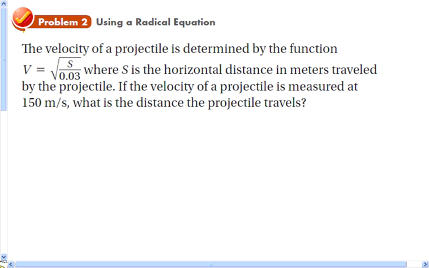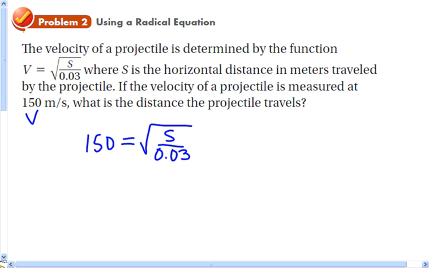All right, some physics equations use square roots in them. Here's an example of one. The velocity of a projectile is determined by the function v for velocity is equal to the square root of s over 0.03, where s is the horizontal distance in meters traveled by the projectile. If the velocity of a projectile is measured at 150 meters per second, what is the distance? So this is the velocity. So to figure out the distance, that's s. S is the horizontal distance, so we're going to substitute 150 for v and then solve it.